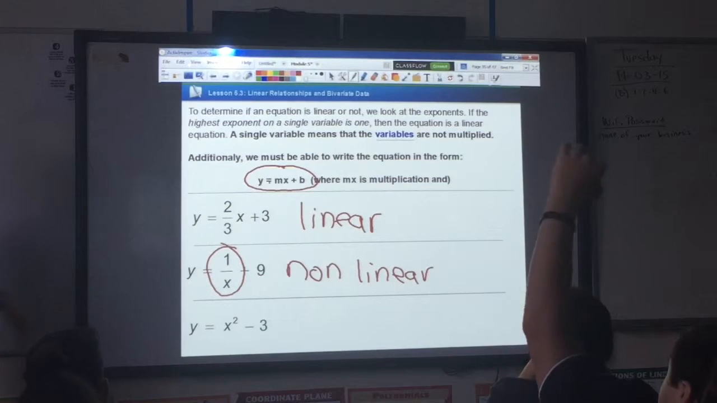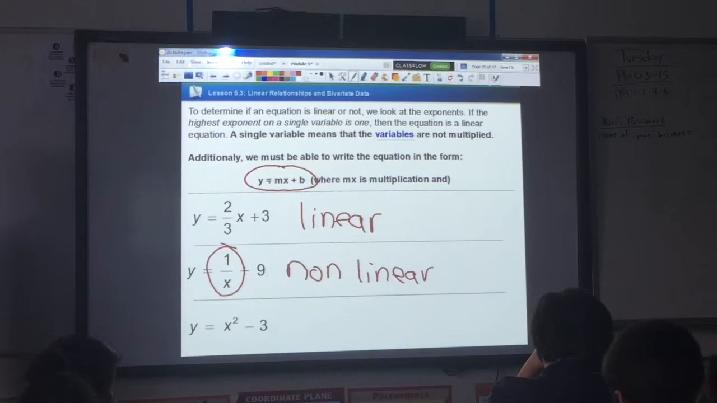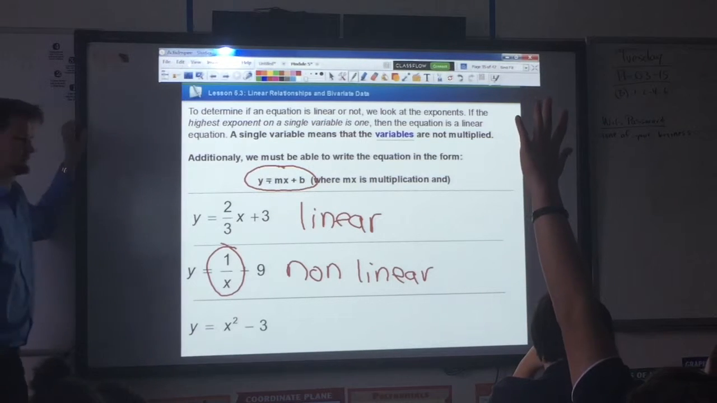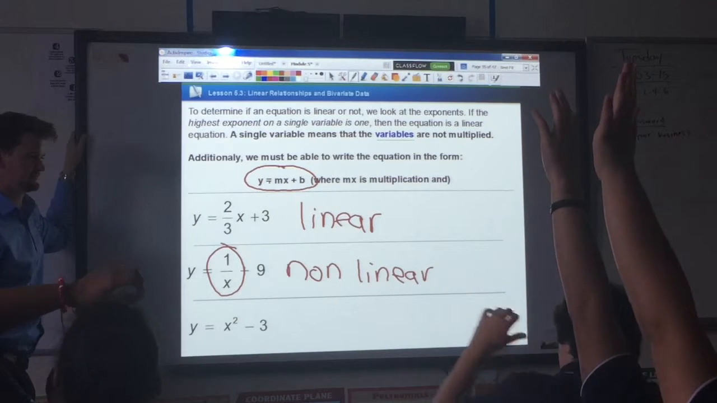And then Chris, look at that last one. What do you think? Linear or nonlinear? Nonlinear, yes. Why? It has something that it's not supposed to have. What does it have that it's not supposed to have for it to be linear?